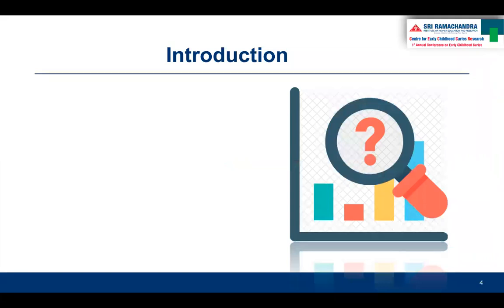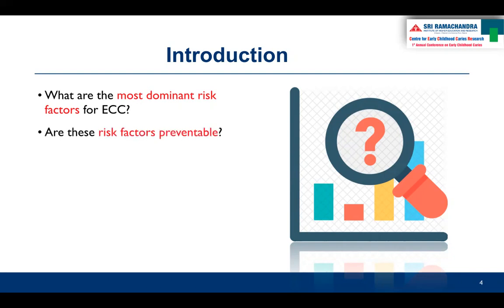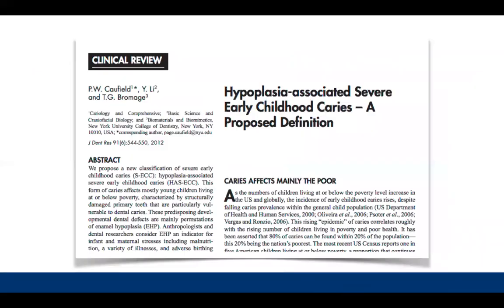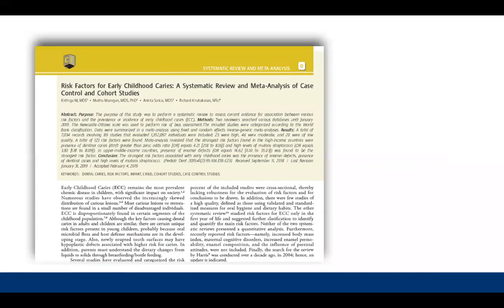Now, when it comes to early interventions for ECC, one needs to ask the following important questions. What are the most dominant risk factors for ECC? Are these risk factors preventable? Can we arrest initial stages of ECC effectively? What intervention really works? Now, this paper by Coffin and his colleagues on HAS-ECC proposes a new classification called hypoplasia-associated severe early childhood caries.